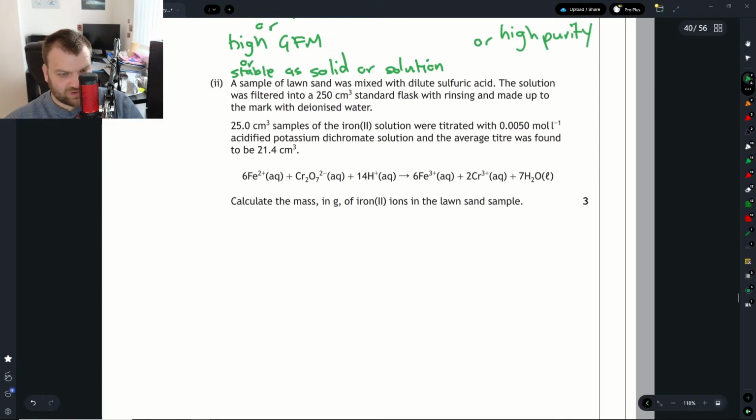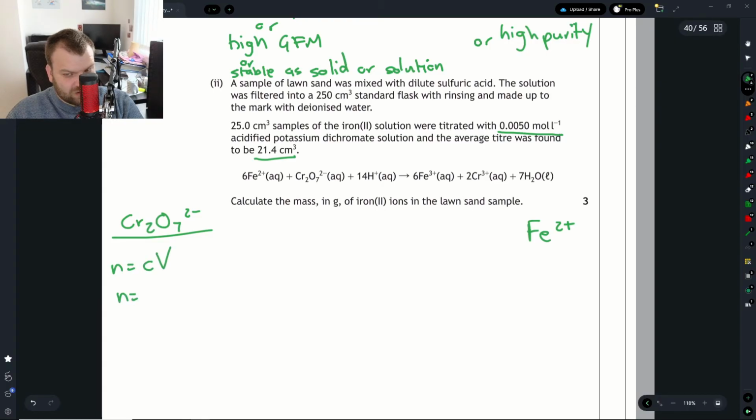Next up, we've got a bit of a calculation going on. The question wants us to talk about iron(II) ions at the end. We're told the concentration and volume of the potassium dichromate, Cr2O7 2-. We can use n equals c times v, and that would give you 0.005 times 0.0214. Loving the small numbers today. There's your little number here.